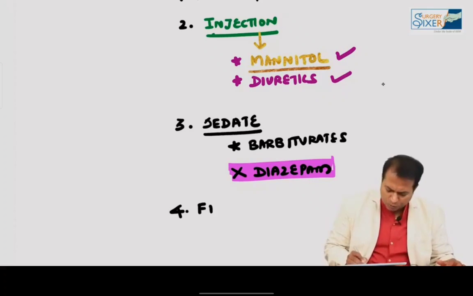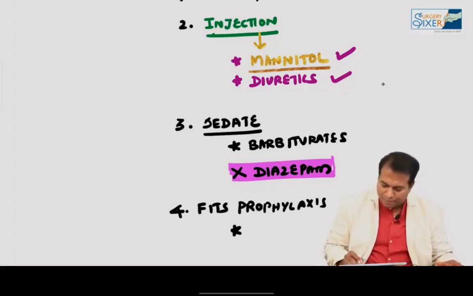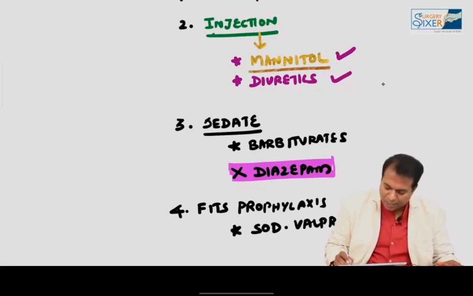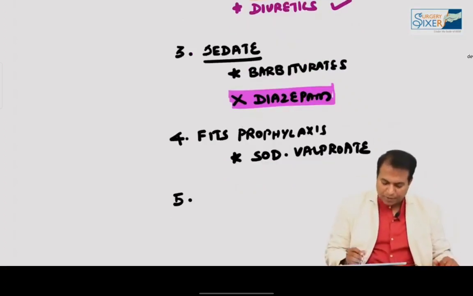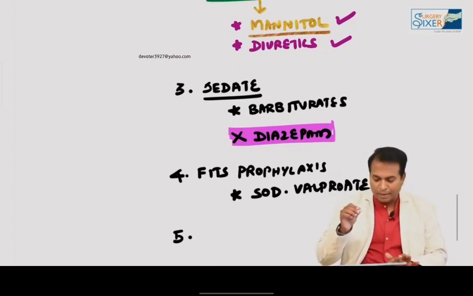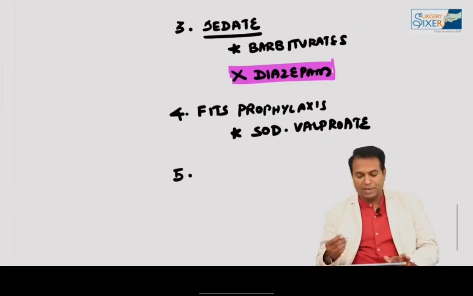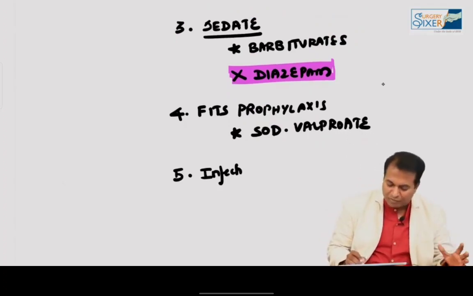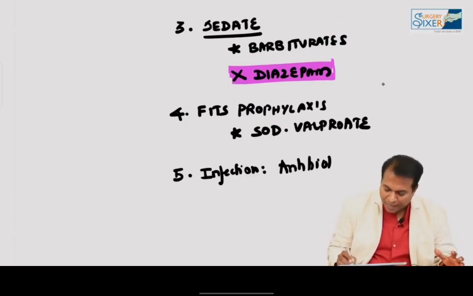And we can give fit prophylaxis. Fit prophylaxis can be given with sodium valproate. That is also accepted. And 5th, to reduce the intracranial pressure we are giving mannitol. To sedate them, we give barbiturates. To prevent fits, we give sodium valproate. And to prevent infection, if there is an open skull fracture, we should give prophylactic antibiotics also.